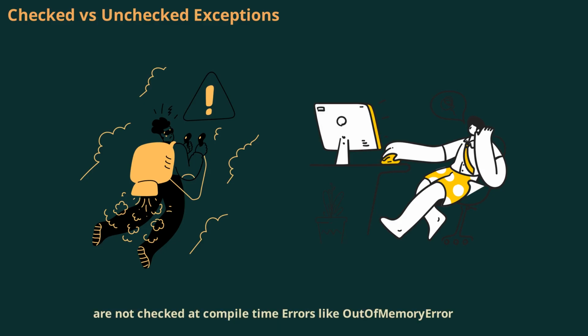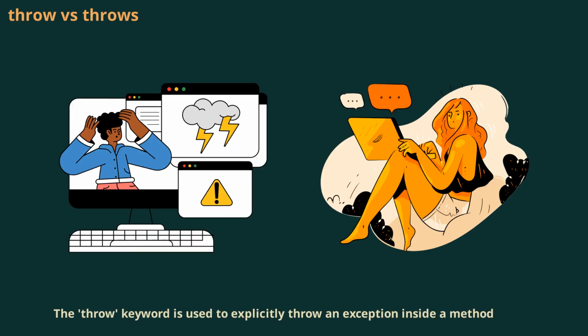Errors like out-of-memory error are serious JVM-level issues and should not be caught. The throw keyword is used to explicitly throw an exception inside a method, while throws is used in a method signature to declare that the method may throw one or more exceptions. This distinction is important for writing robust and maintainable exception handling code.